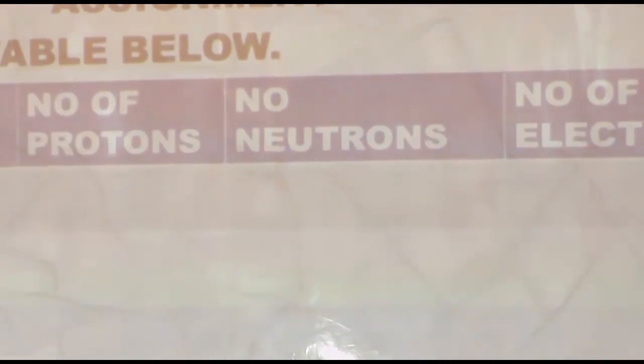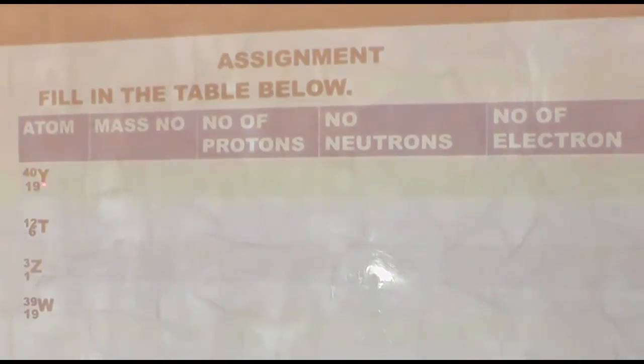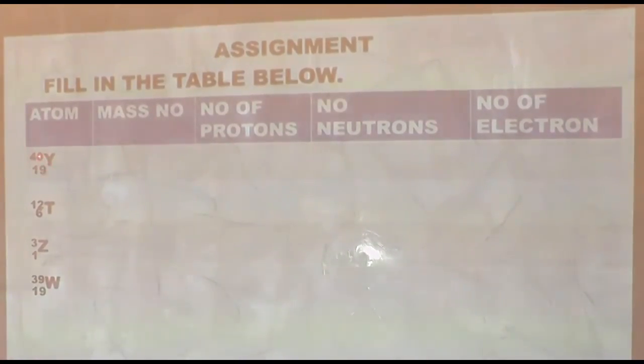Remember, mass number is equal to atomic mass minus number of protons. Atomic mass is equal to number of protons plus number of neutrons, which is 40. Then the number of neutrons now is equal to atomic mass minus number of protons, which will give us the number of neutrons. And the number of electrons is also equal to the number of protons. The same thing is applicable to atom of an element T, with 12 as mass number and 6 as atomic mass. Deduce the mass number, number of protons, number of neutrons, and number of electrons.